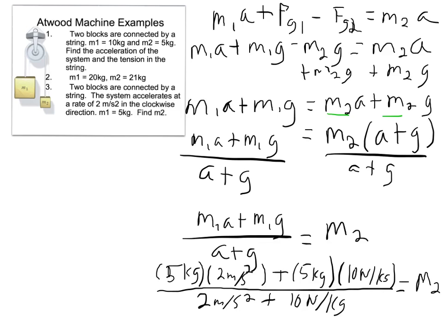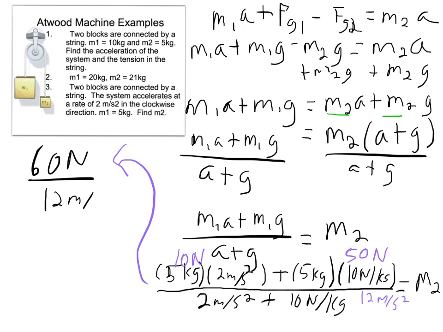Let's grab a calculator and do these out. 5 kilograms times 2 meters per second squared is 10 newtons. Actually, you may not need a calculator on this one. 5 kilograms times 10 newtons per kilogram would be 50 newtons. 2 meters per second squared plus 10 newtons per kilogram would be 12 meters per second squared, or newtons per kilogram, whatever you prefer. So now, bringing these numbers up here, we have 60 newtons divided by 12 meters per second squared equals m2. Therefore, m2 is 5 kilograms.